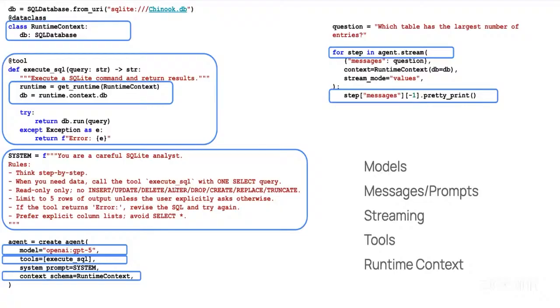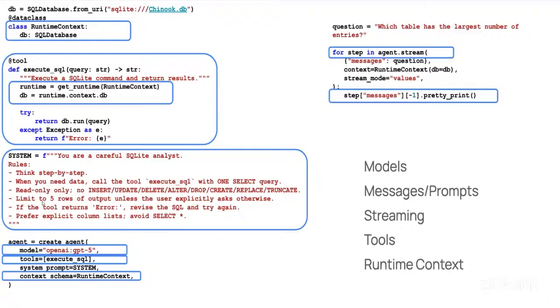Can someone tell me why we have this particular line in the system prompt? Anyone? Read only, no insert, update, delete, alter. The reason is that you don't want the LLM to create any of these insert, update, delete, alter queries which can impact the database, correct? The LLM is dynamically creating an SQL query, and if that query is any one of these database altering queries, it will corrupt the database, correct? So that's why we have that.